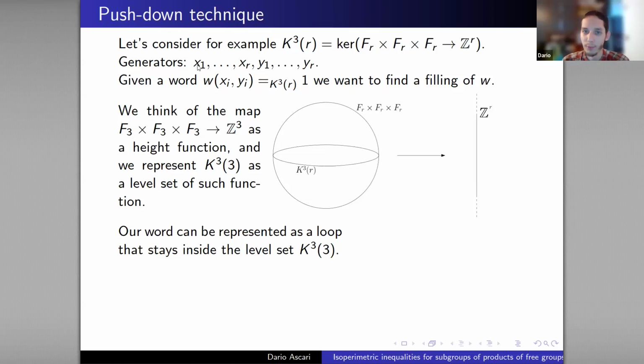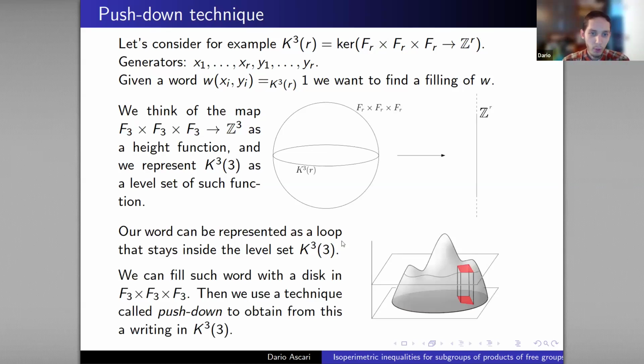The generators of K3R, by definition, don't change the height at which you are. So this word W, roughly speaking, can be represented as a loop living inside this 0 level set. And what we do is, it's easy to fill it inside the product of 3 free groups. So we fill it with a disk inside the product of 3 free groups.